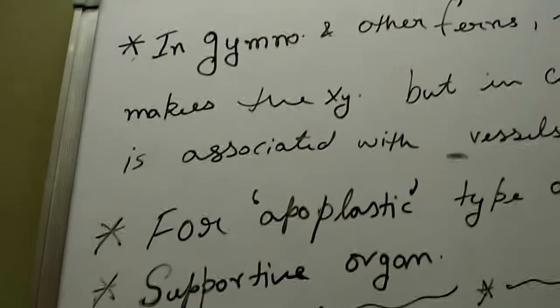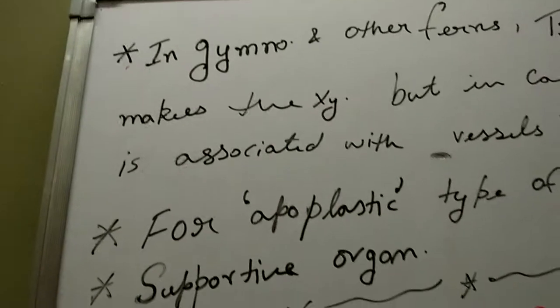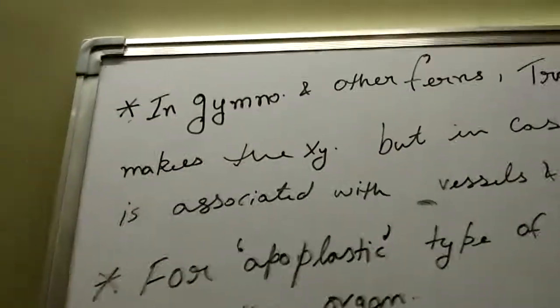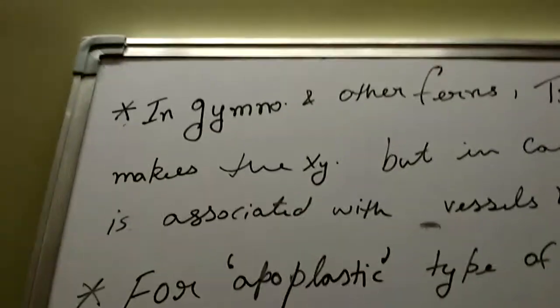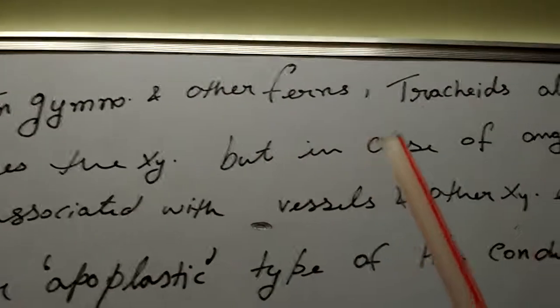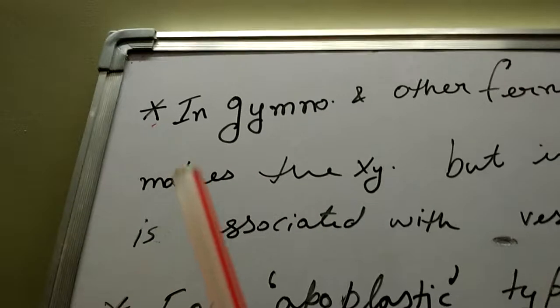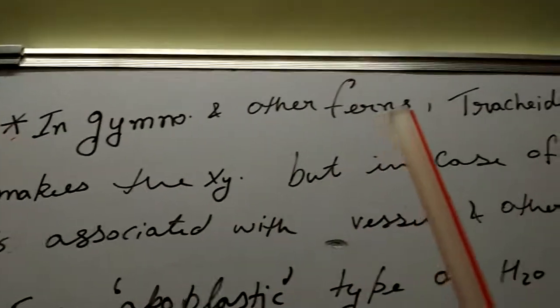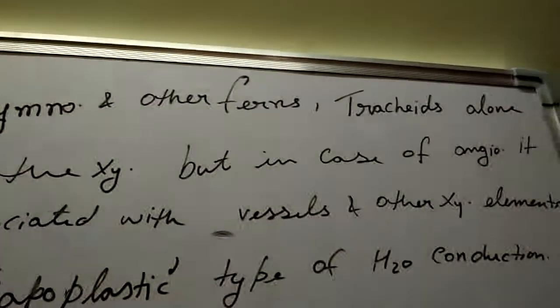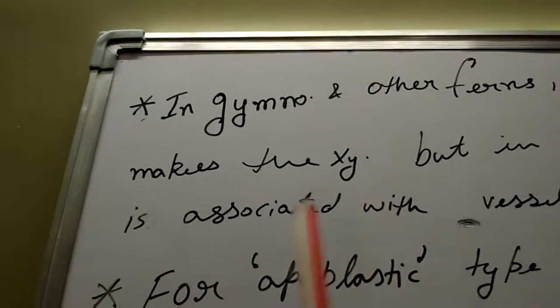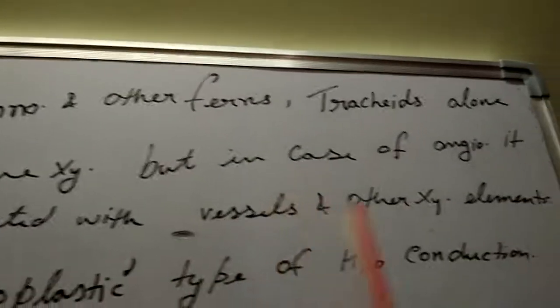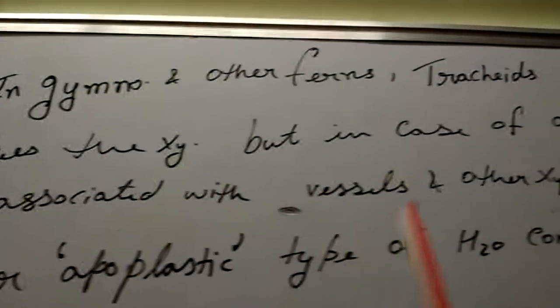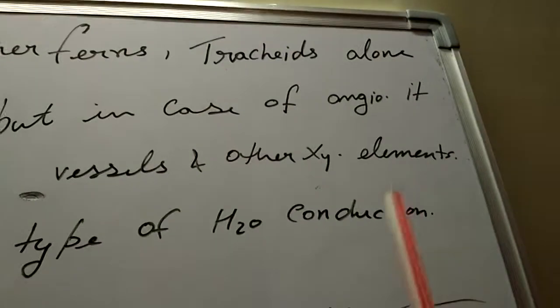So here are the final 3 points describing tracheids. In case of gymnosperms and some other ferns, tracheids alone make the xylem. So in gymnosperms and some other ferns, tracheids are present alone without any other type of xylem elements. But in case of angiosperms, they are associated with vessels and other xylem elements.